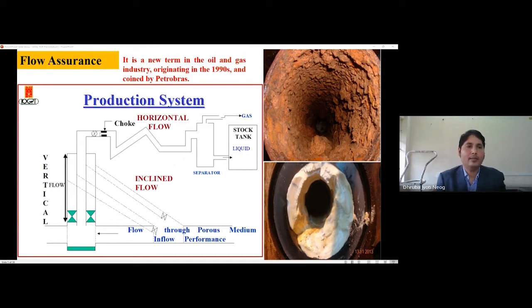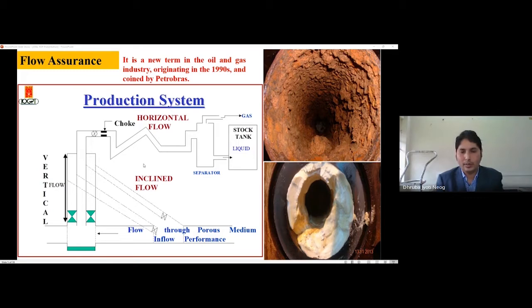Coming to the main topic, flow assurance. Whenever fluid flows from the reservoir to the well, then from the well to the surface installation for final separation of oil, gas, water, and other impurities, so that pure oil can be separated from all other impurities and finally sent to the refinery for further processing. So in the entire production system, there are many hindrances that are encountered from time to time. Therefore, these hindrances are required to be removed.